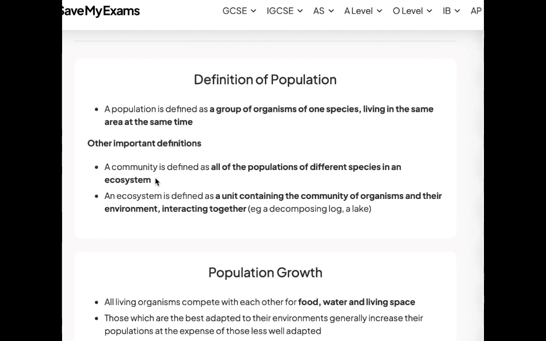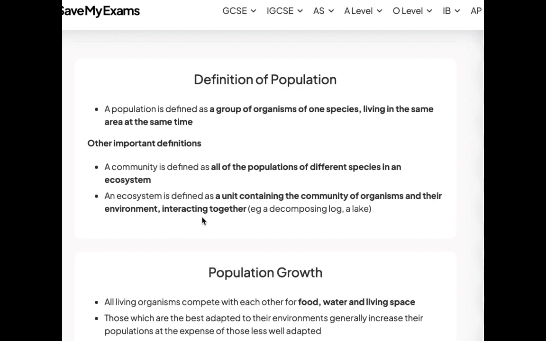If you talk about your community, it includes the human beings, the different plants, the small mouse, rat, all the plants that are in that environment. So different populations of different species that live in the same environment is called a community. In an ecosystem, those that live in the same ecosystem are called a community.